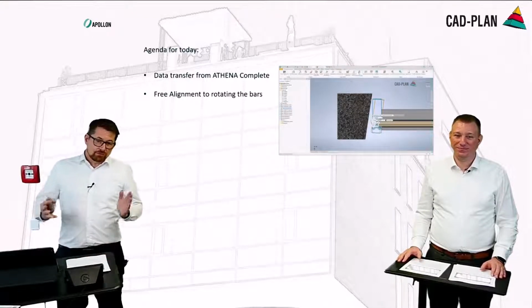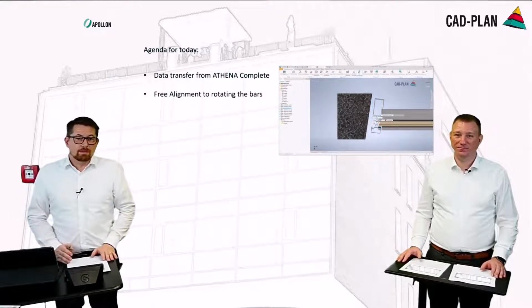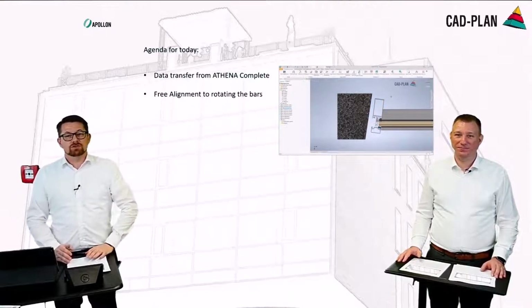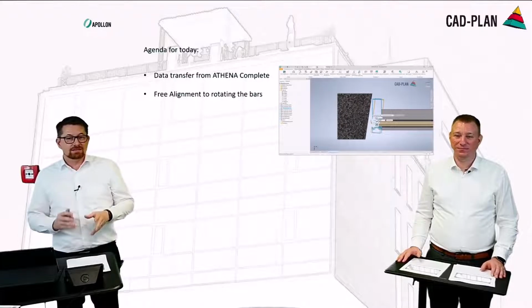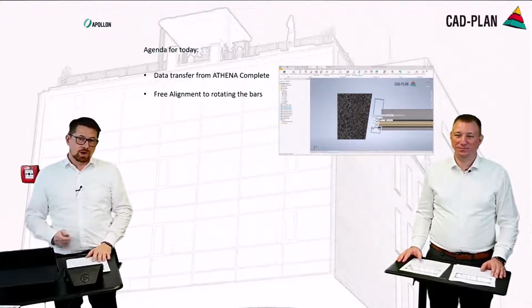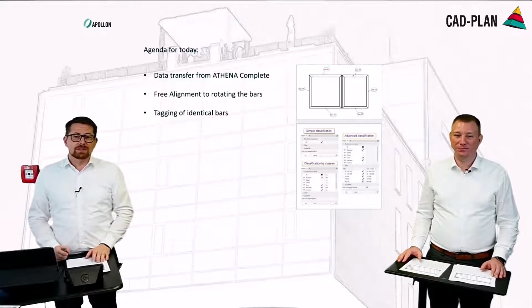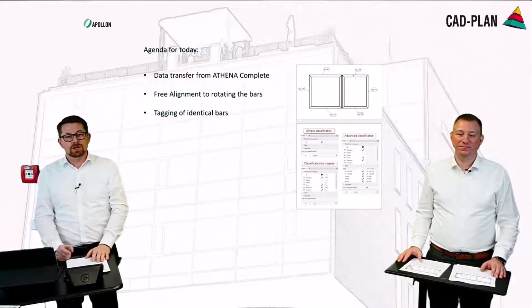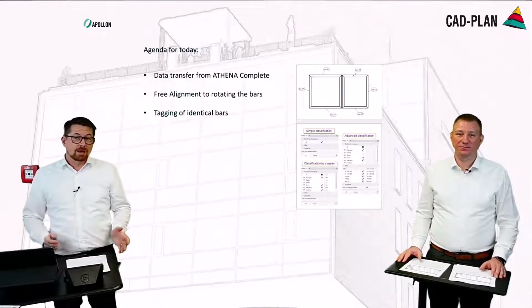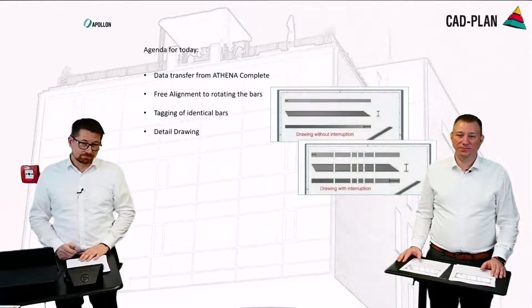The function of the free alignment is really nice in the upcoming scenario because the following construction has some different angles, but I don't want to give too much away for that. And the next one is, after that we come to the tagging. With tagging, APOLLON collects identical bars, which is very helpful in production to minimize the setup costs, and maybe you know this from Athena as well.